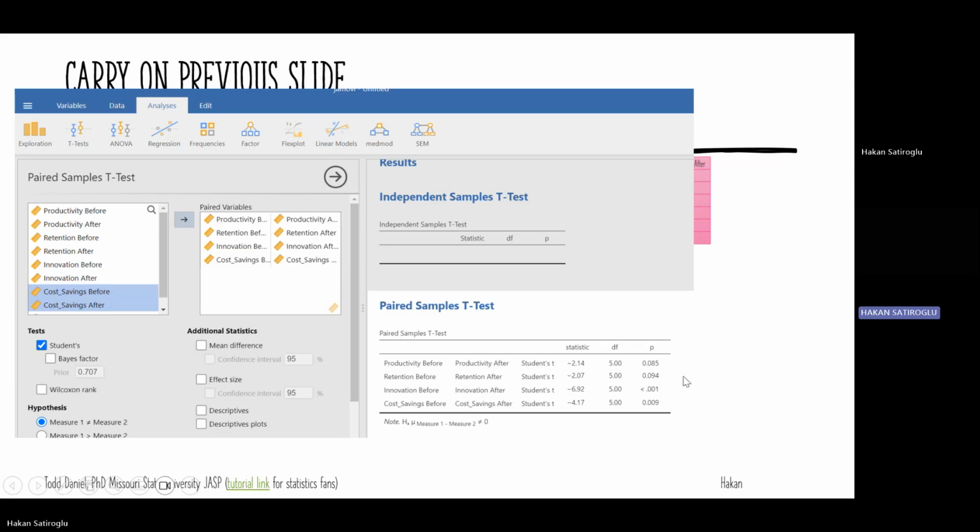So retention rates are not a meaningful difference, okay? As you can see, innovation rates are measured. One point I would like to remind you of again is how you are going to measure retention, how you are going to measure cost savings, how you are going to measure productivity. It is up to you.